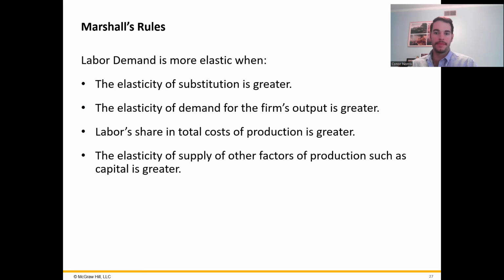And finally, labor demand is more elastic when the elasticity of supply of other factors of production, such as capital, is greater. So the more elastic the supply of other factors, the more elastic the demand for labor. If firms can easily get more capital or other types of inputs, they will adjust their labor demand more in response to wage changes. So if capital is hard to obtain or expensive, firms may be forced to stick with their current mix of labor and capital, even if wages rise. So for instance, in the tech industry, where it's easy to get more machines and equipment, a wage increase might lead firms to use more capital instead of labor.